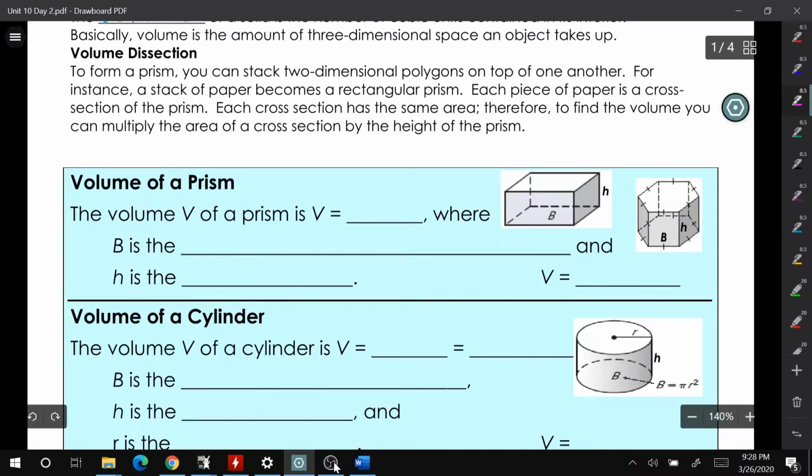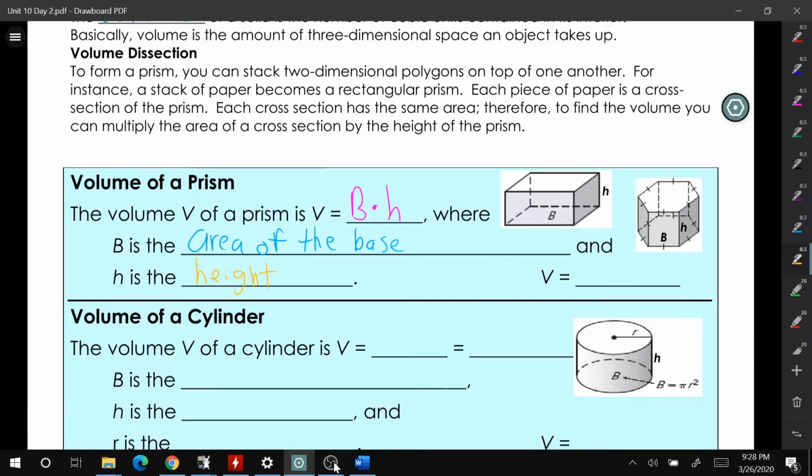So the formula for the volume of a prism is the area of the base, noted as big B, times the height of your prism, where big B is the area of the base. And remember, the base can be any shape. It can be a rectangle, it can be a hexagon, it can be a triangle. So whatever the area of that base is, you multiply it by h, which is your height, and that is your volume.